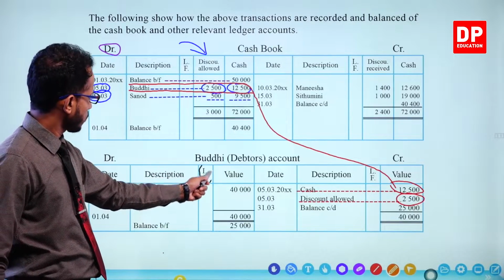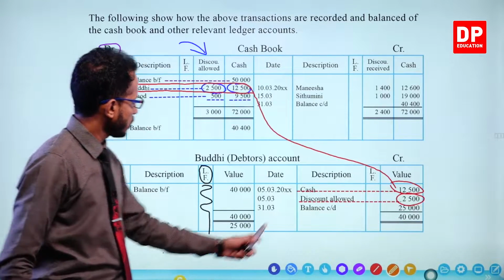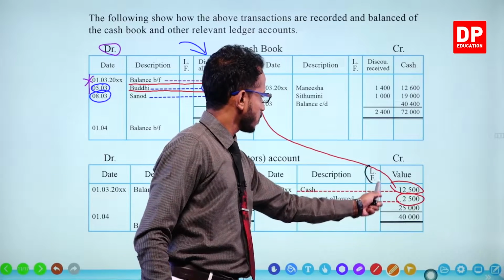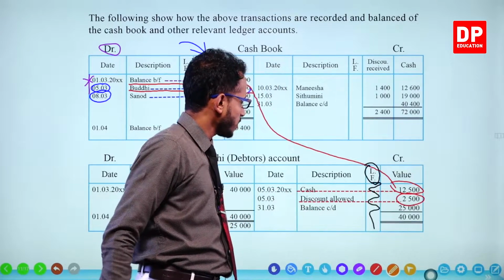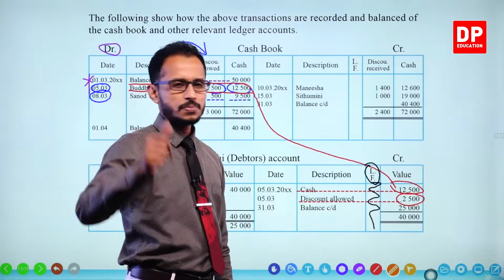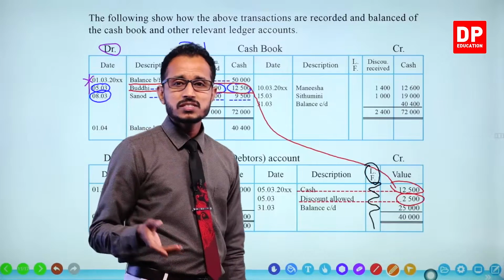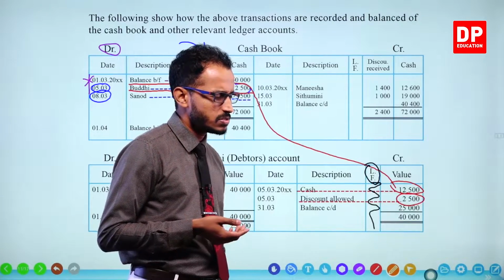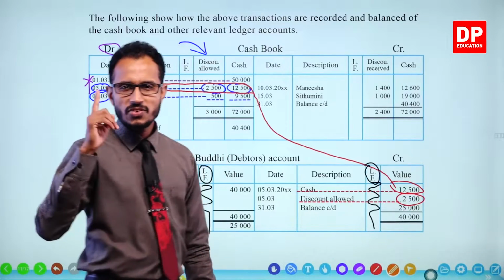This column, the ledger folio column, is always blank. We don't have anything to record in the ledger folio column. I have many times answered this question in my classes with my students. Students find it very curious. Most of the students find it very curious.